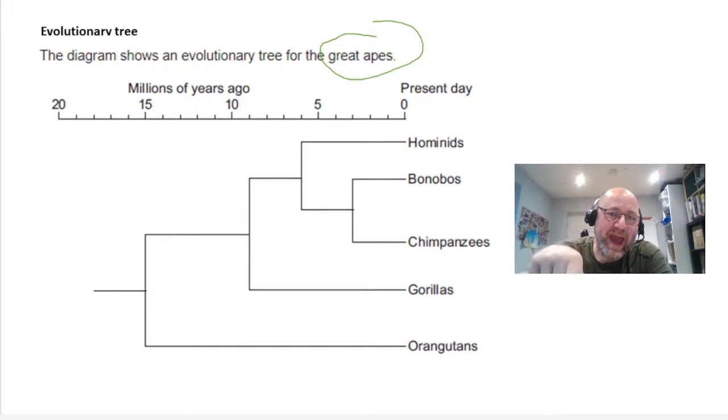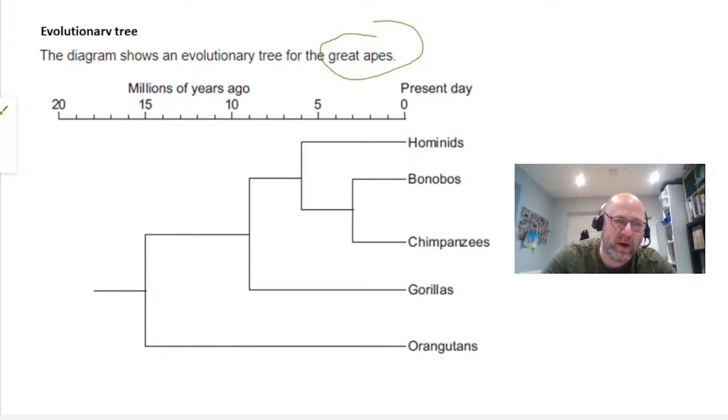Which 2 of the apes are most closely related? Which 2 apes on this tree are most closely related? This is quite a difficult one, but which two are the most closely related? Well done, Umna. It's the bonobos and the chimps.